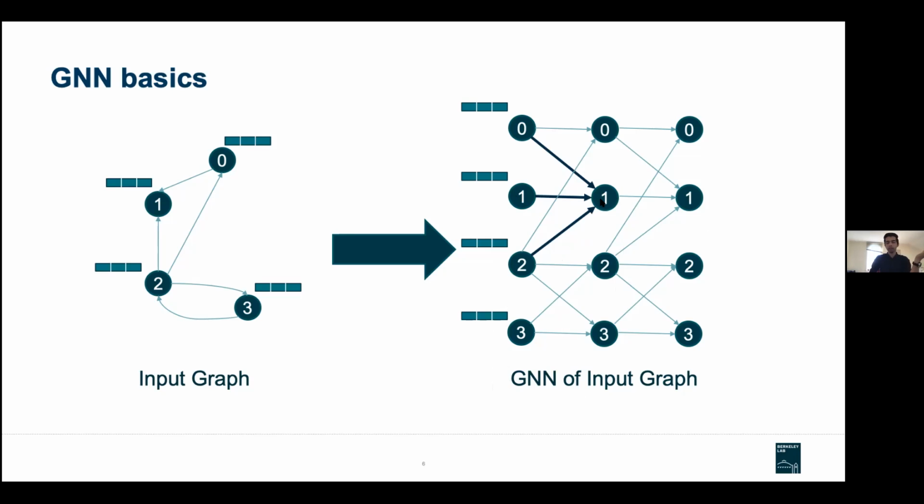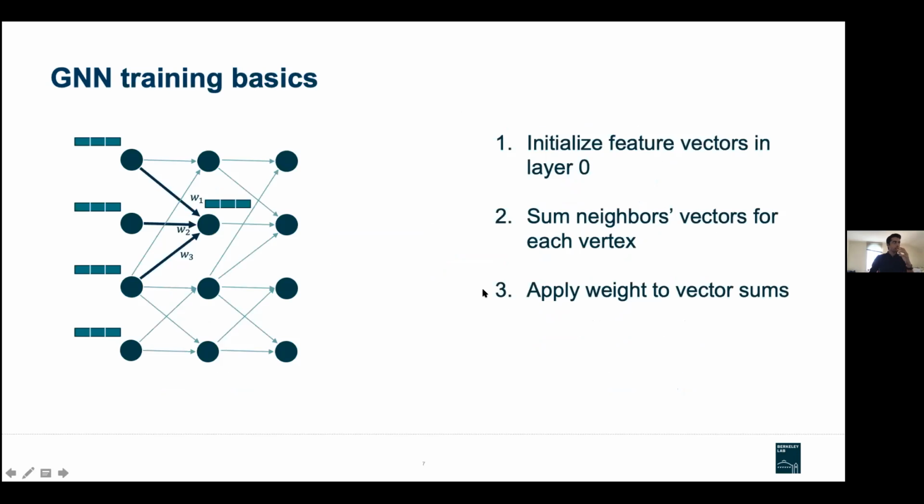And so that was one of the aggregation steps. If we wanted to do this again, we can just hop over to the next layer of the GNN and do the same exact thing for vertex 1 here. Iterate over 0, 1, and 2, and sum up the feature vectors. And so that's the gist of how to train a graph neural network. I'll flesh out the details a little bit.